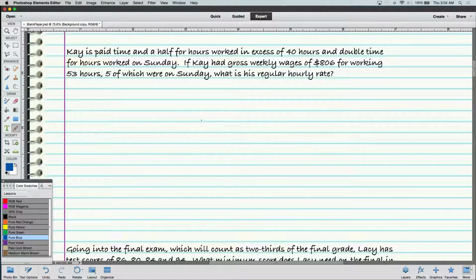So step 1, read the problem. We read the problem, but we want to make sure that we understand what the problem is. So, I recommend maybe highlighting things that are important, finding the valuable pieces of information. So K is paid time and a half. Now, what does time and a half mean? Well, time and a half represents 1.5 times whatever the hourly rate is, in excess of 40 hours. So that can be considered what you would think of as overtime.